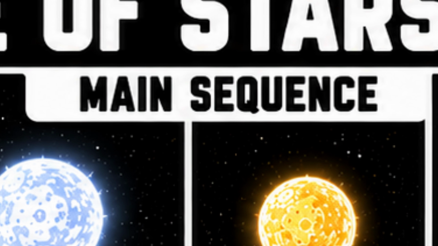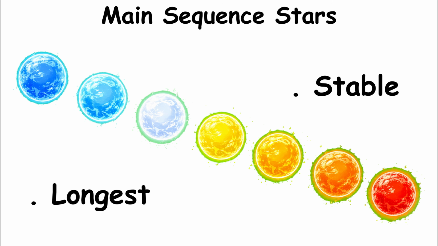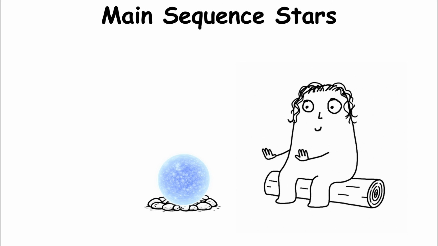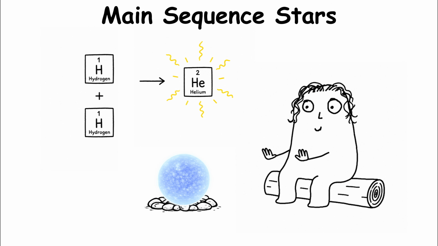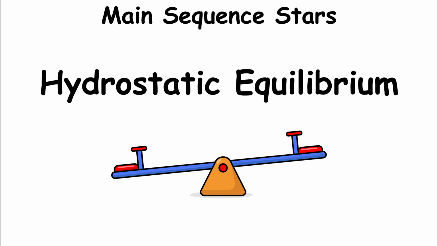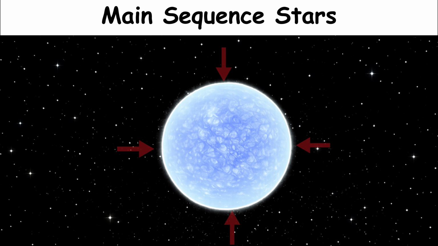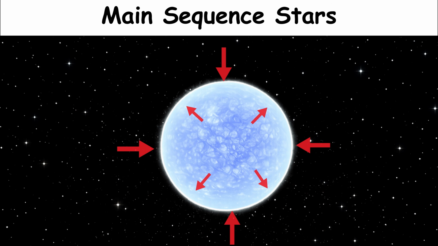Main sequence stars. Main sequence stars are stars in the longest and most stable phase of their lives, steadily generating energy by fusing hydrogen into helium within their cores. During this stage, they maintain a delicate balance known as hydrostatic equilibrium, where the inward force of gravity is perfectly counteracted by the outward pressure produced by nuclear fusion.